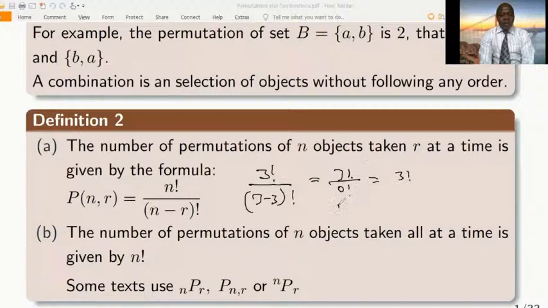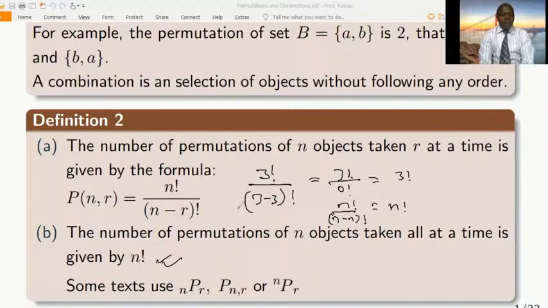So if I'm given n objects and I'm arranging all n of them at a time, it will be n factorial over n minus n factorial. The denominator will give you 1, and so you are just left with n factorial. And that is why we say that the number of permutations of n objects taken all at a time is given by n factorial.